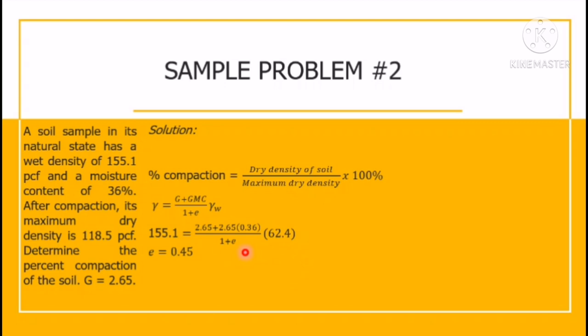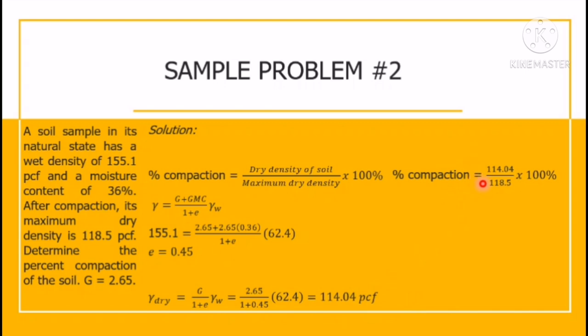So, in order for us to get the dry unit weight, it will be equal to G over 1 plus e times the unit weight of water, equals 2.65 over 1.45 times 60.4, which equals 114.04 PCF, or pounds per cubic foot.